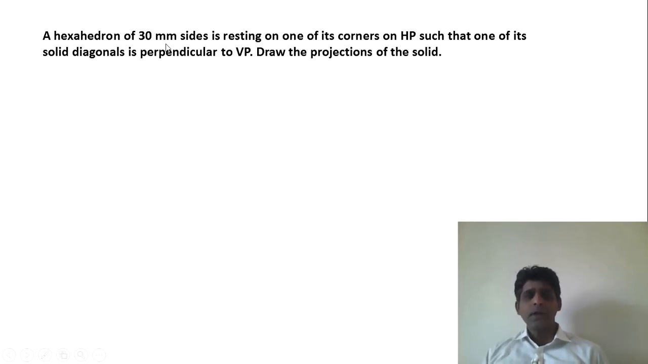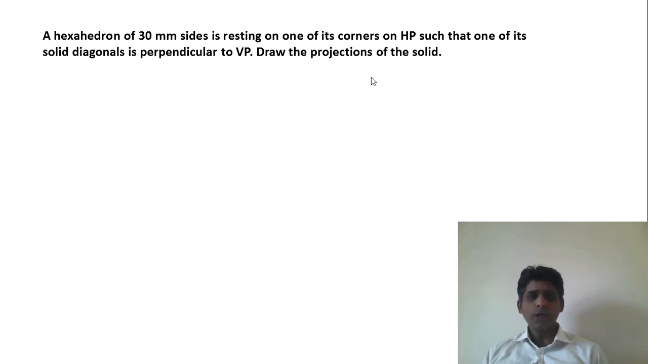Draw the projections. Note that in this the axis length is not given. The inclination with respect to the horizontal plane is not given. The inclination with respect to the vertical plane is also not given. It is only mentioned that it is resting on one of the corners on HP and the solid diagonal is perpendicular to VP, and the dimensions of this hexahedron, that is the cube, are given. And we are asked to draw the projections of the solid. Projection means the final front view and the final top view. We have to draw these views.